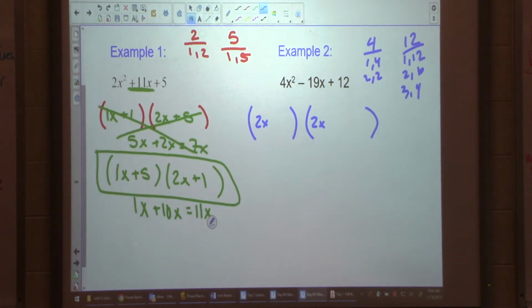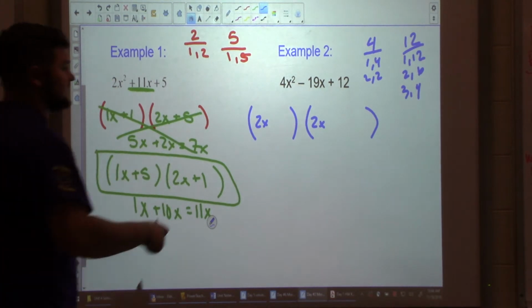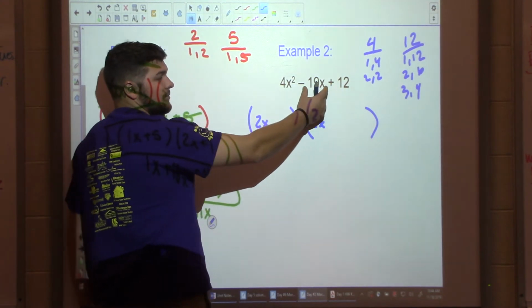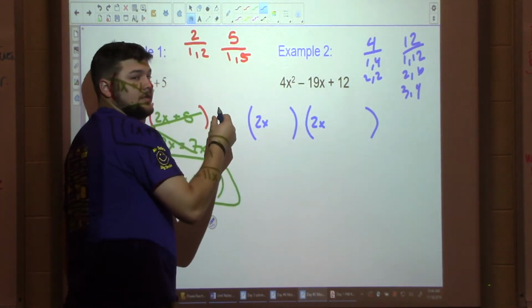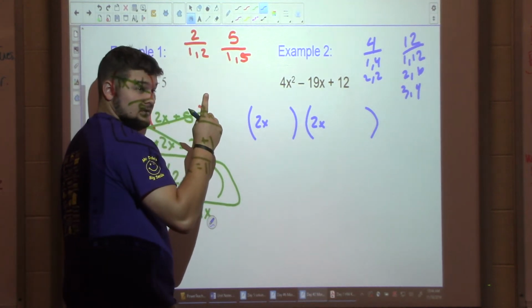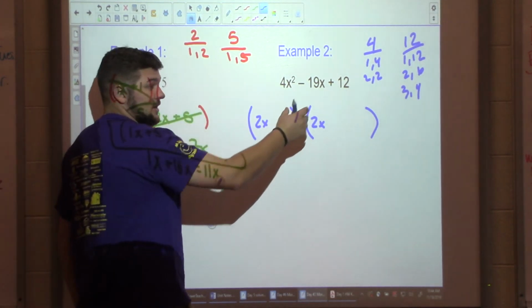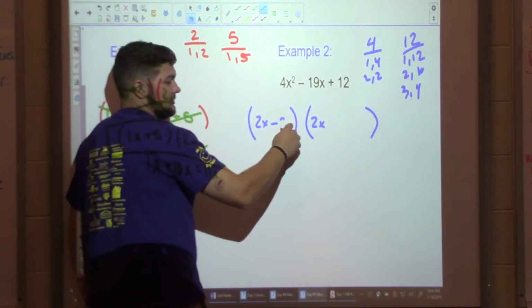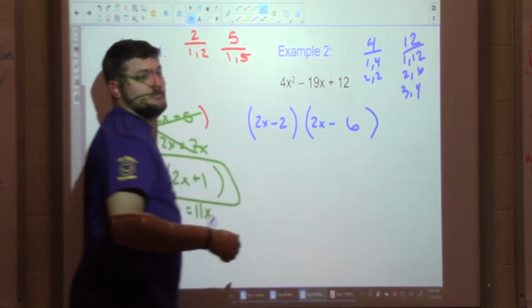Rachel, can you pick a set of factors for 12 for me? Which one? 2 and 6. Alright, let's try 2 and 6. Now notice, guys, they need to multiply to a positive, but add to a negative, which tells me what about them? Both of them have to be negative, right? I have to have negative times a negative to get a positive. So we're going to try minus 2 and minus 6.